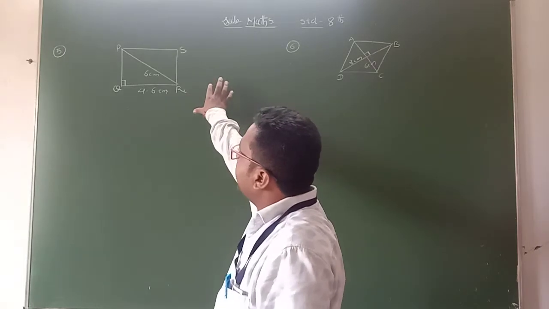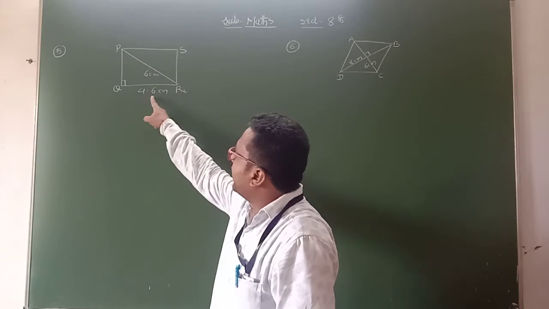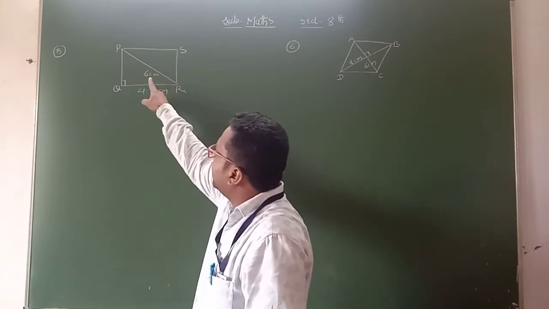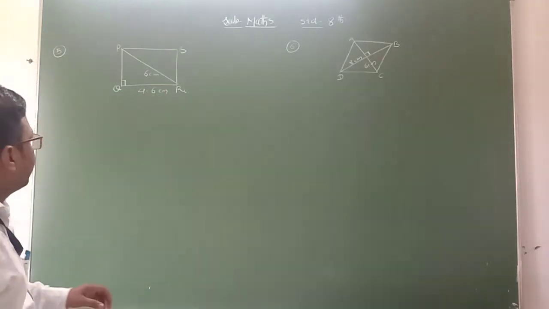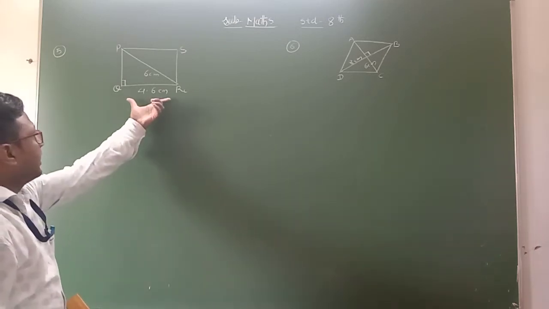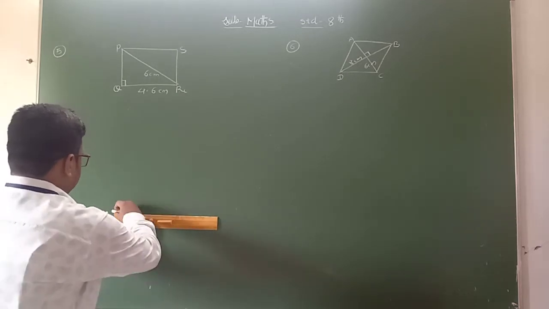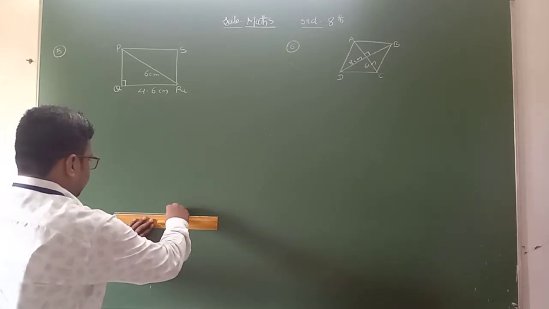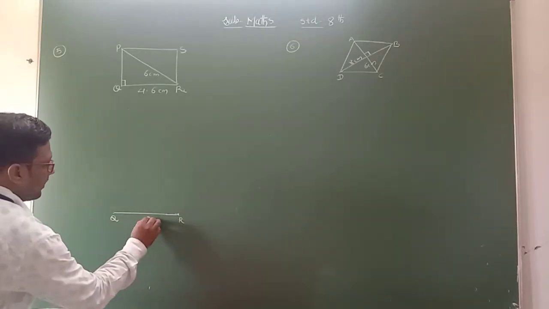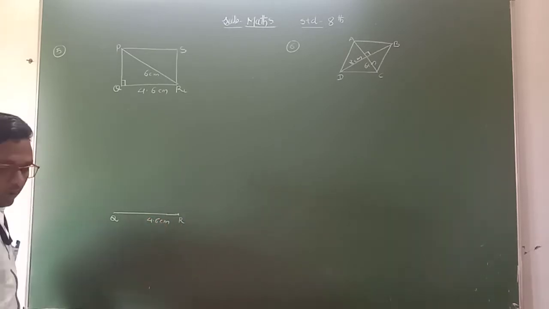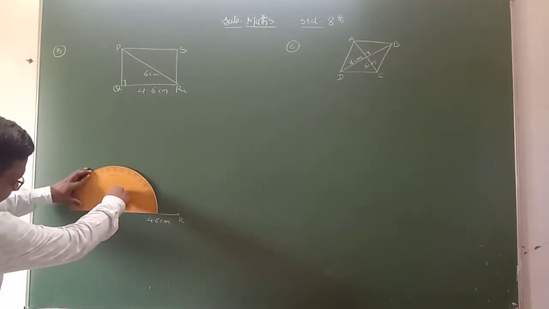Here I draw the rough sketch of rectangle PQRS in which QR is given 4.6 cm and diagonal PR of the rectangle is given 6 cm. Using this information, we construct the rectangle. First I draw the side of the rectangle QR, that is 4.6 cm. We know that in a rectangle each angle is 90 degrees. Here I construct angle Q equal to 90 degrees.